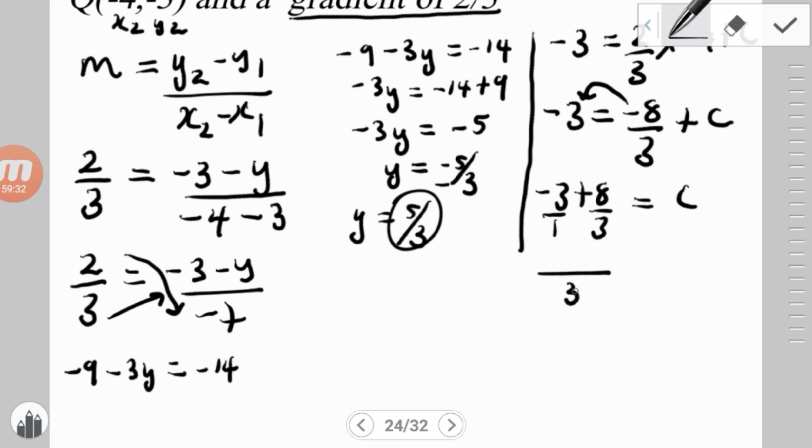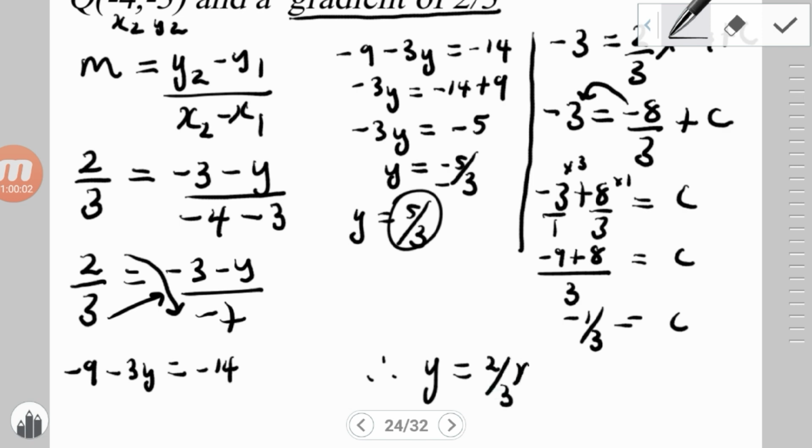1 into 3 times 3. 3 into 3 times 1. 3 times -3 is -9, plus 1 times 8 is 8. So c here works out to be minus 1/3. That is c. Alright. So therefore then, we can conclude our final answer to be that the equation of the line is y equal m, which we said is 2/3 x, and the y-intercept here is minus 1/3.